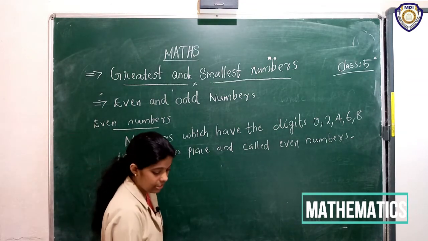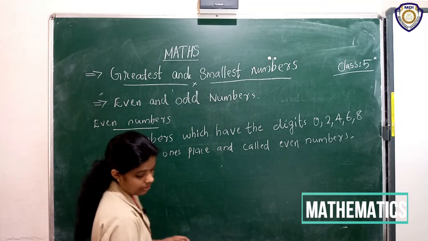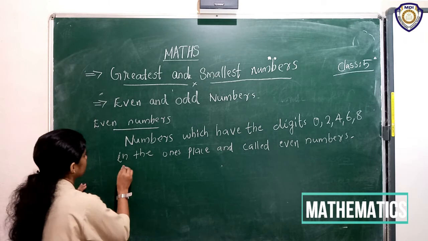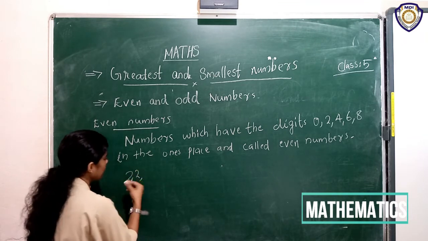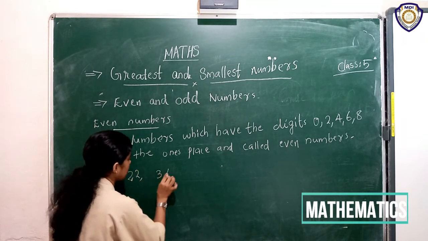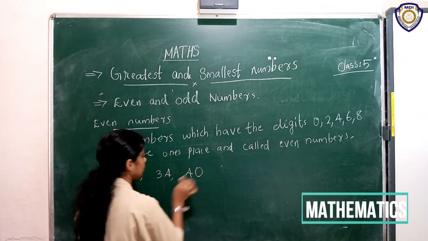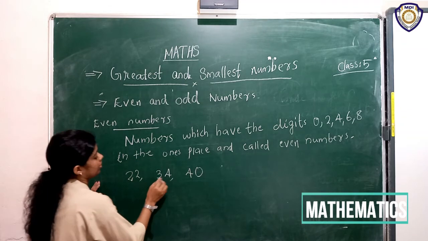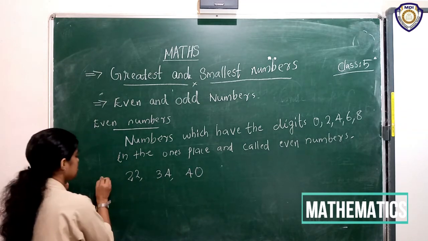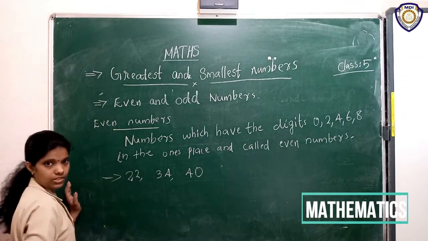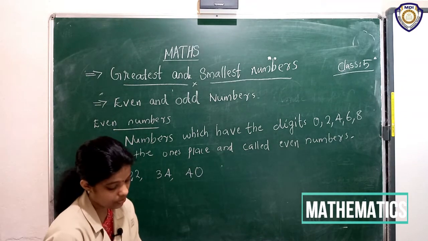Okay, listen here. One example for you: 22, 34 and 40. These are the even numbers. Okay. Next one.